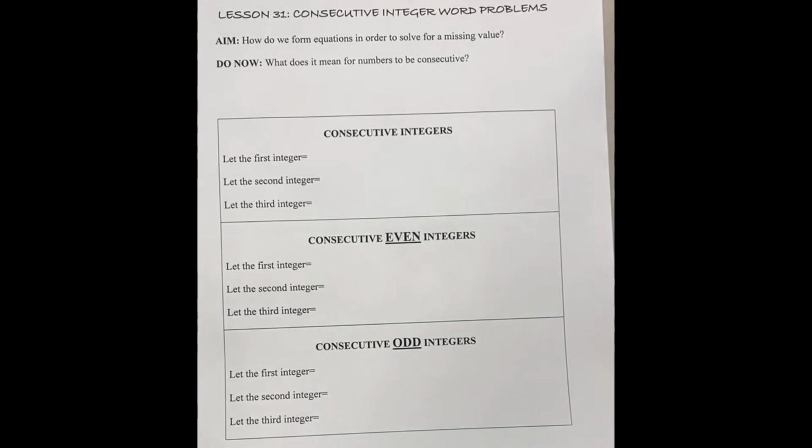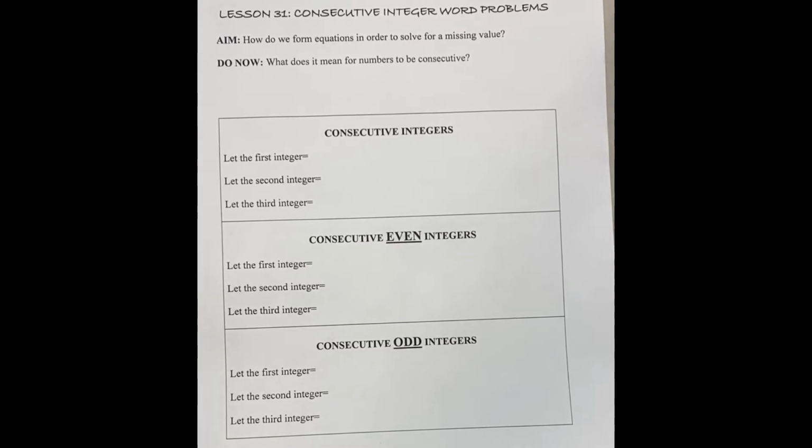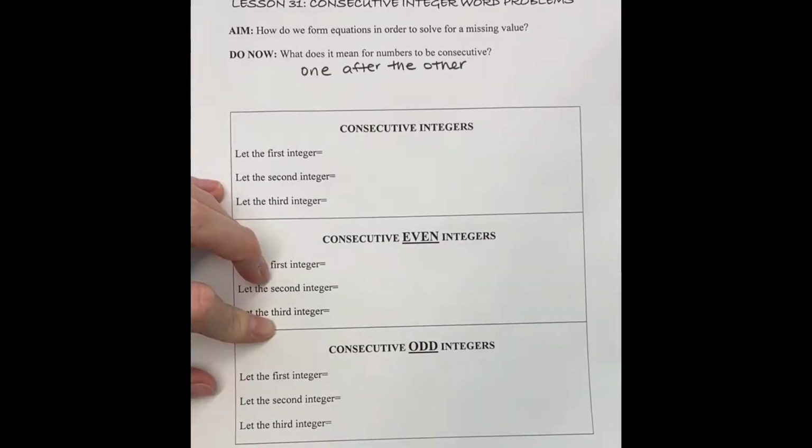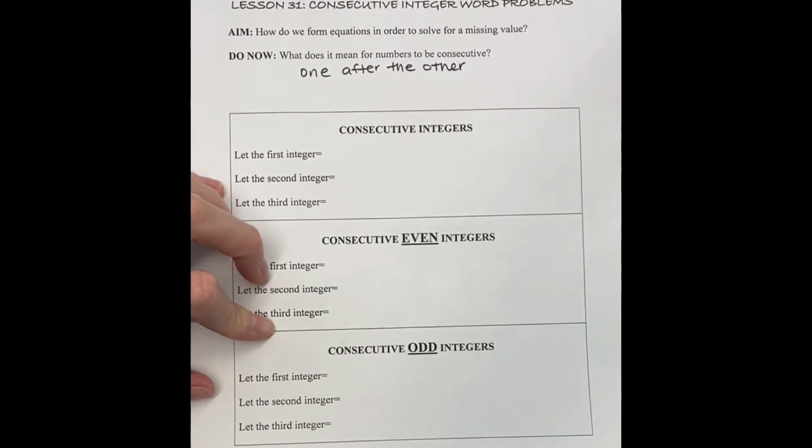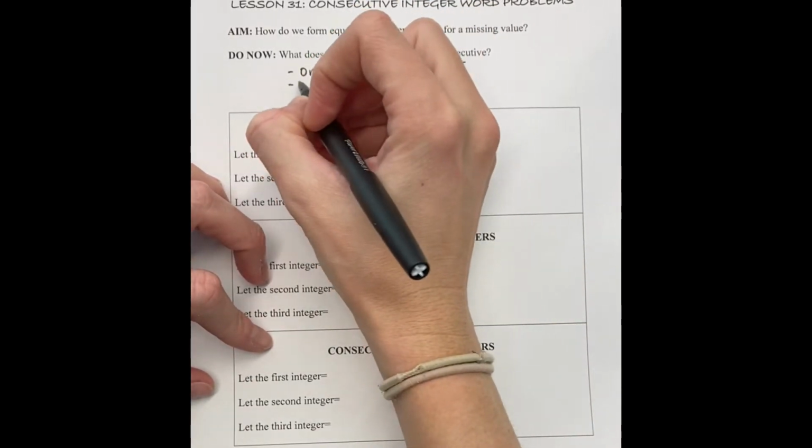Today we're going to begin lesson number 31, which is learning about how to do consecutive integer word problems. So if I take a look at our do now, I want you to answer a question. What does it mean for numbers to be consecutive? So take a second, pause the video, and answer that question. So consecutive means that one comes after the other, so kind of like in a row almost.